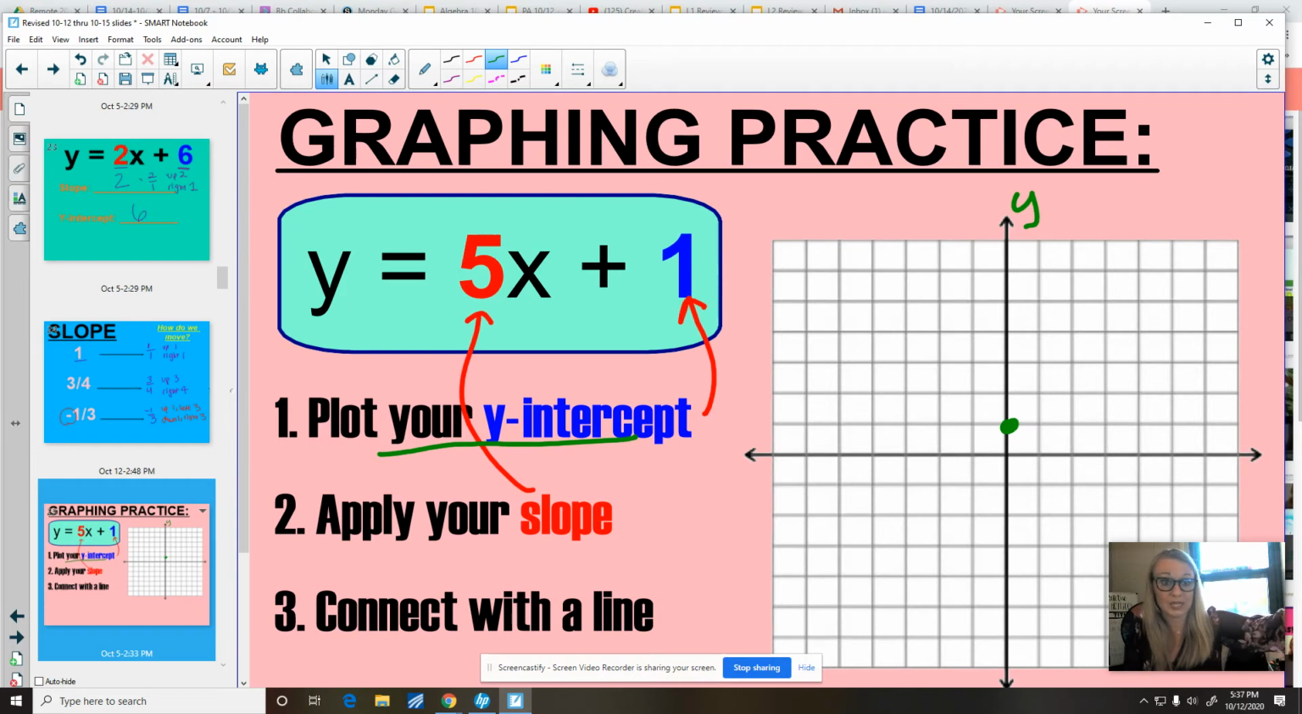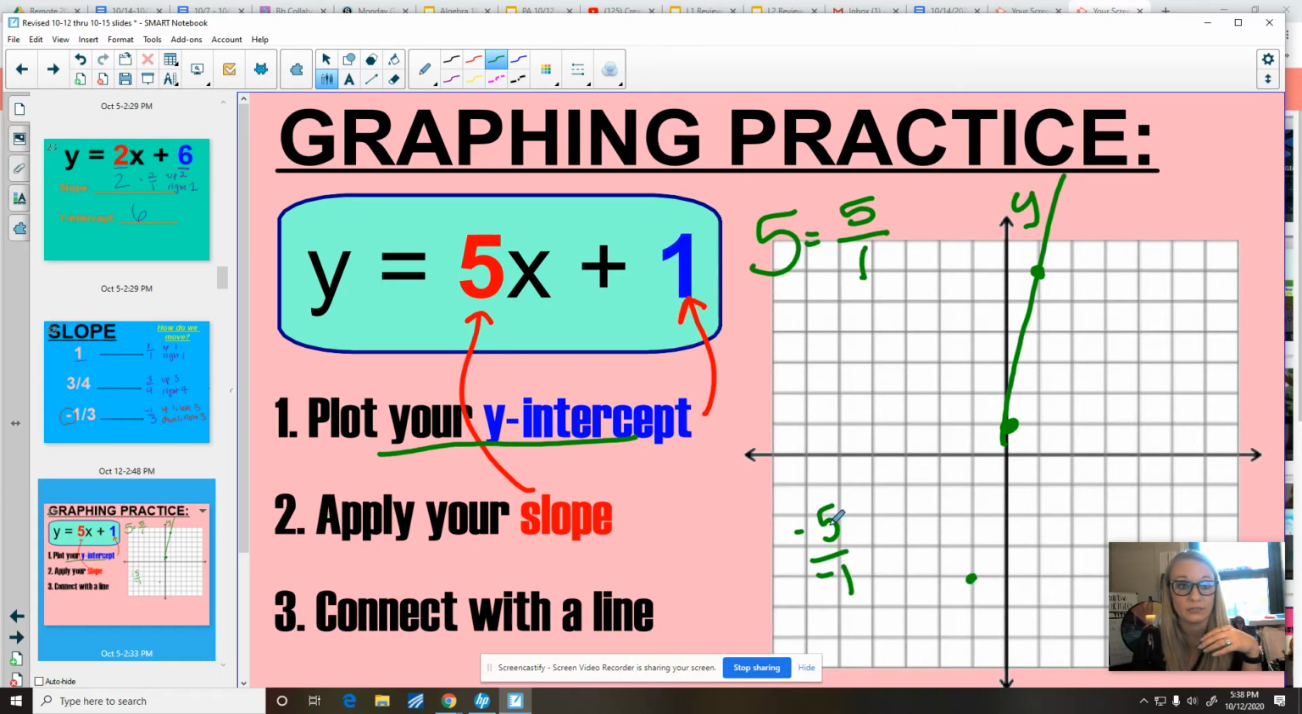Now think back to 2 seconds ago. I know that you remember because you're not old like me. If we have the number 5, we can rewrite that as 5 over 1. So that means I'm going to go up 1, 2, 3, 4, 5, and then I'm going to go right 1. Okay, and then you can connect with the line. Notice that you could also go down 1, 2, 3, 4, 5, and left 1 because this is what it would look like. You went down 5, left 1.